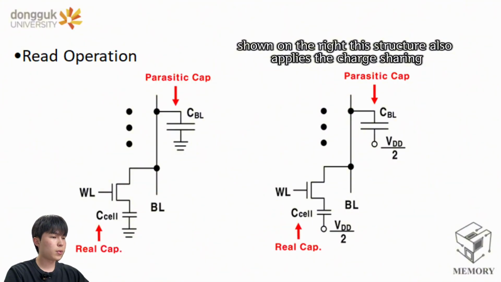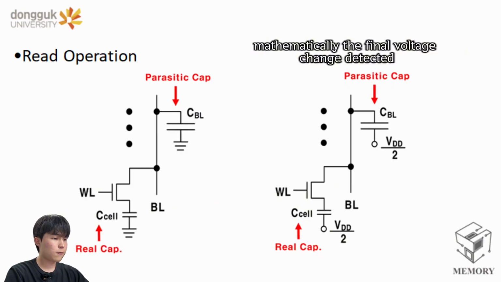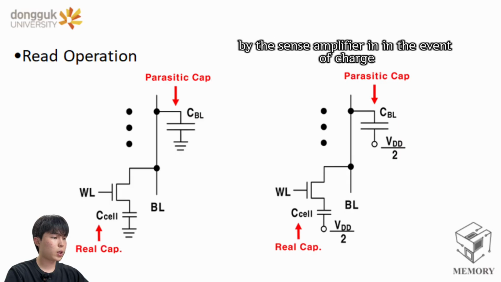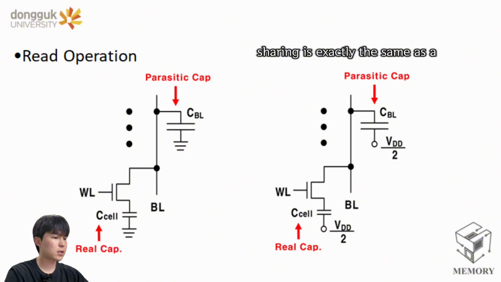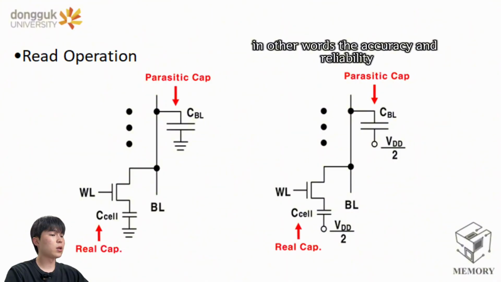This structure also applies the charge sharing mechanism with the bit line precharged to VDD over 2. Mathematically, the final voltage change detected by the sense amplifier in the event of charge sharing is exactly the same as the GND method on the left. Since the reference voltage of both the bit line and the lower capacitor are VDD over 2. In other words, the accuracy and reliability of the output data are the same.